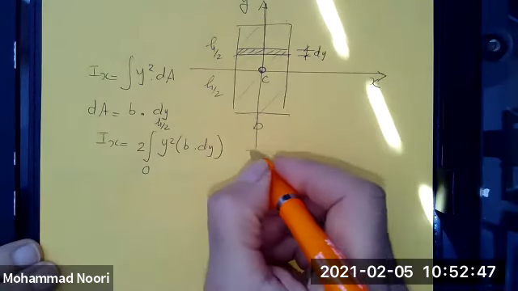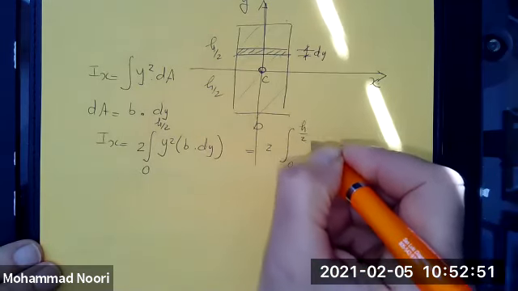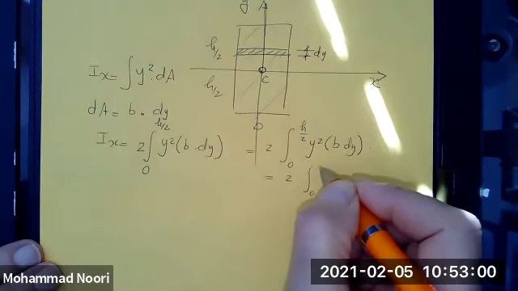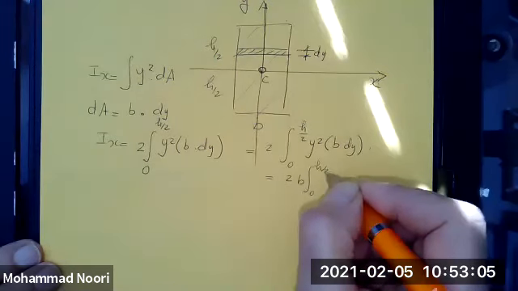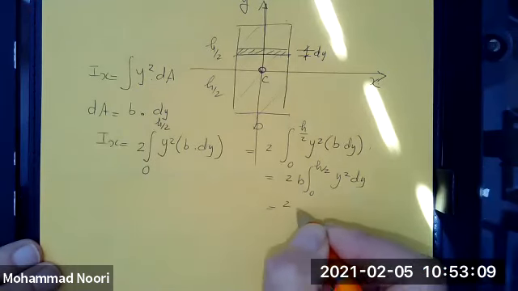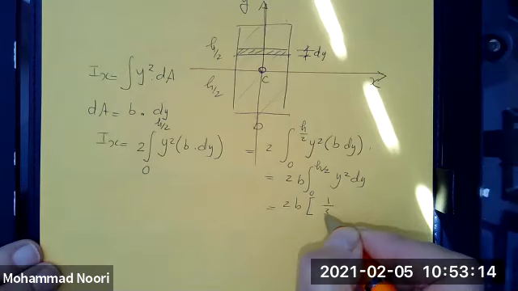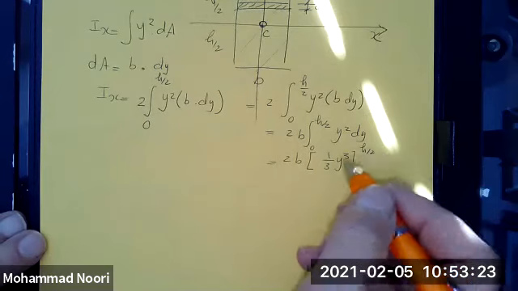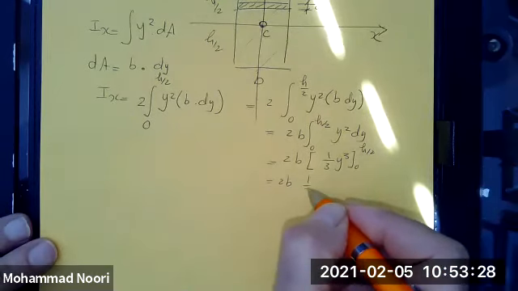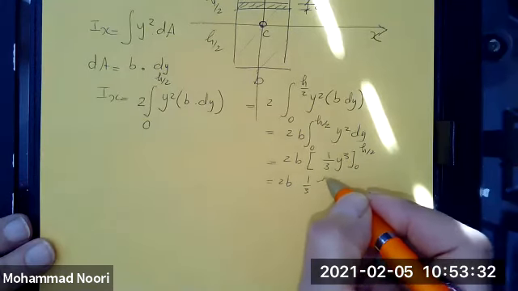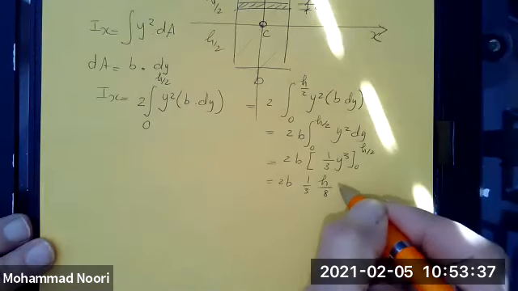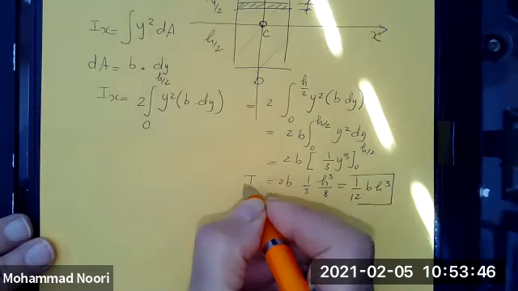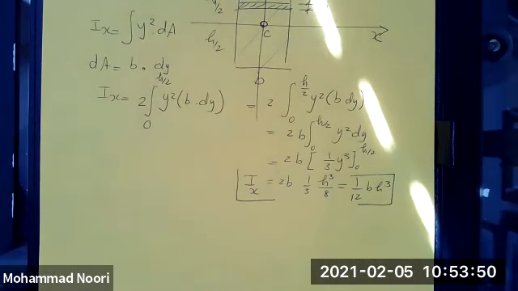So let's evaluate this. This is 2 times the integral from 0 to h over 2 of y squared b dy, okay? I take b out, so 2b times the integral of y squared dy, which is 2b times 1/3 of y cubed from 0 to h over 2. If you calculate this, you get 2b times 1/3 of h cubed over 8. So this would give me 1/12 of b h cubed. So this is the moment of inertia about the x-axis.